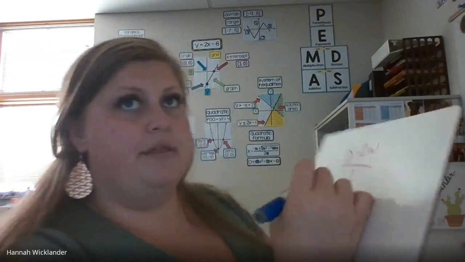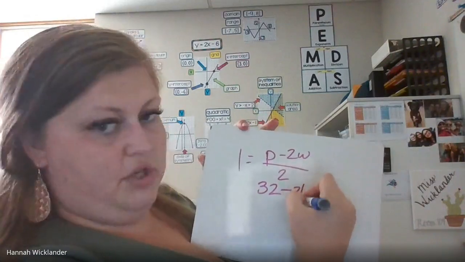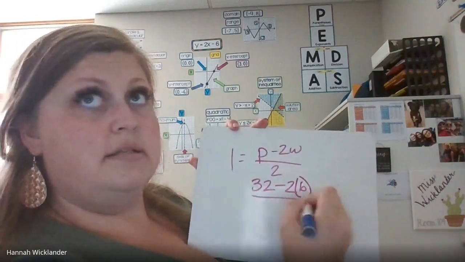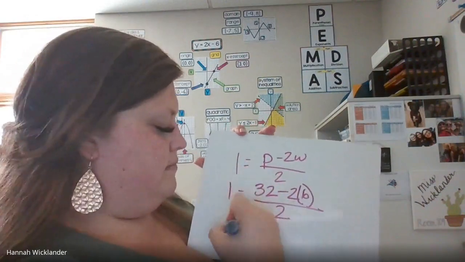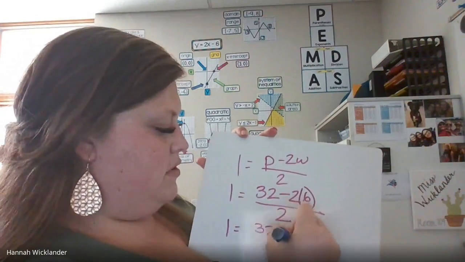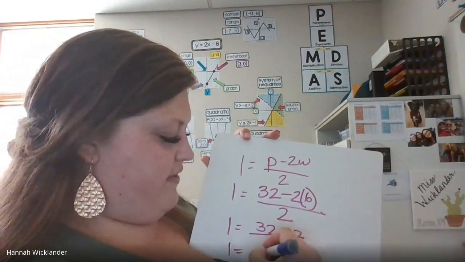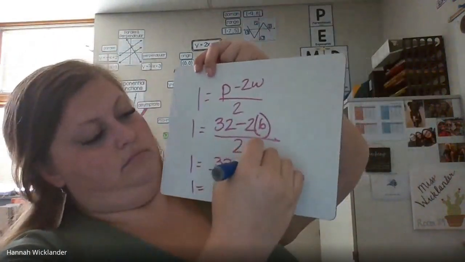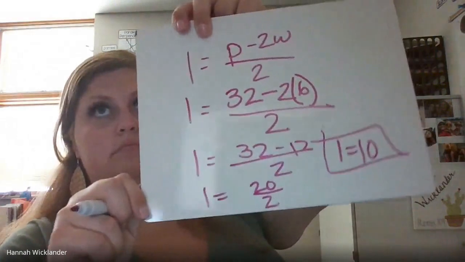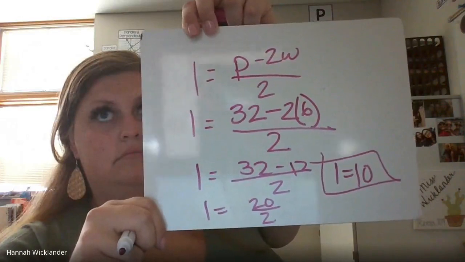So for P, I'm going to put 32. And then for W, I'm going to put 6 divided by 2. So 2 times 6 is 12. 32 minus 12 gives me 20 divided by 2. So L equals 10. So then in your answer, you put the number 10.